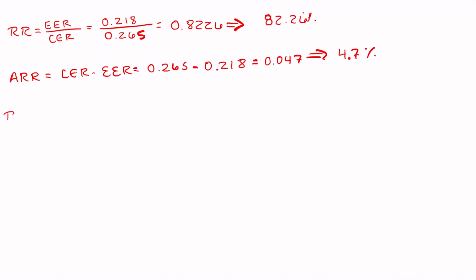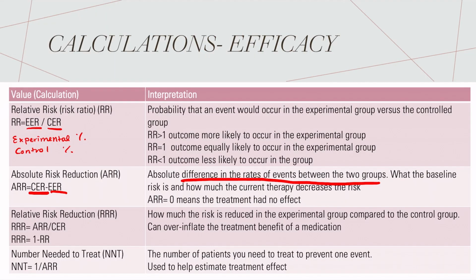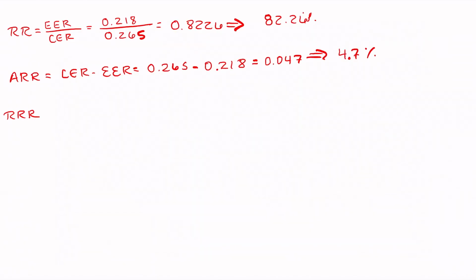Now, our next one is our relative risk reduction, or RRR. This is the most commonly documented thing in clinical trials, and we're going to see why in just a moment. This is how much your risk is reduced by having said therapy. So let's go ahead and calculate it. There are two different ways we can calculate it: it's ARR divided by your CER, or it's 1 minus your RR.